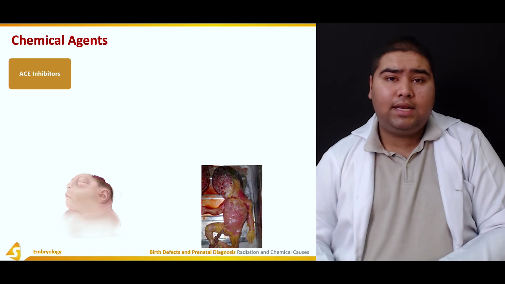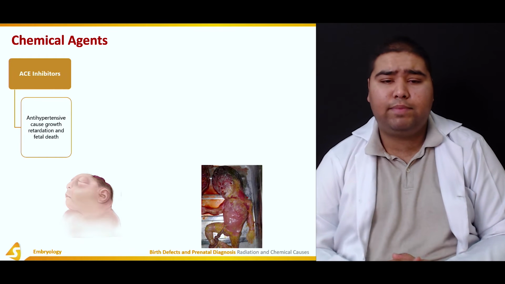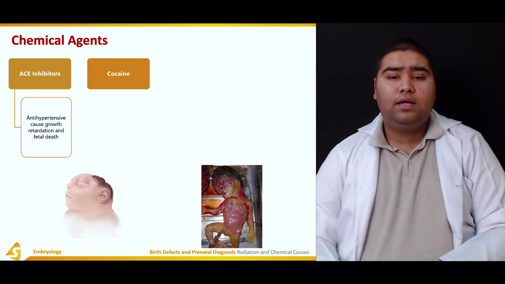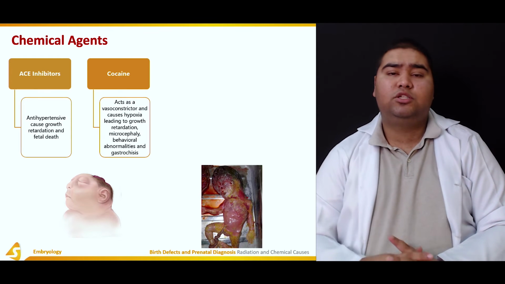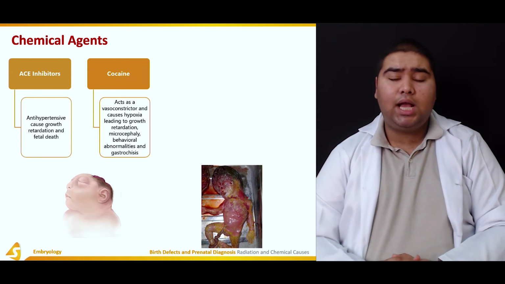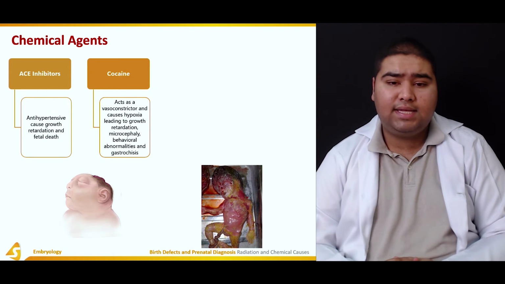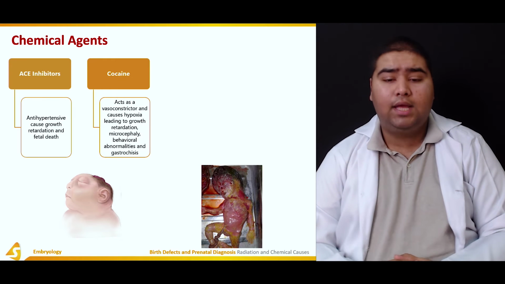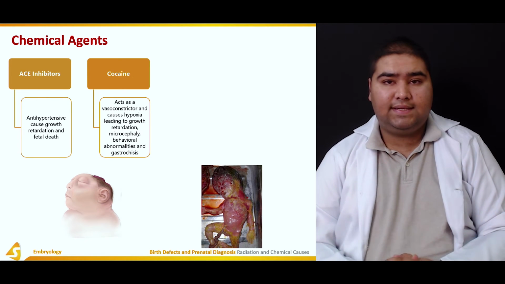Next, we have ACE inhibitors. ACE inhibitors are used to treat hypertension. They may cause growth retardation and fetal death. Then we have cocaine, a very important drug which is used as a recreational drug. It may cause vasoconstriction and cause hypoxia, leading to growth retardation, microcephaly, behavioral abnormalities, and gastroschisis.